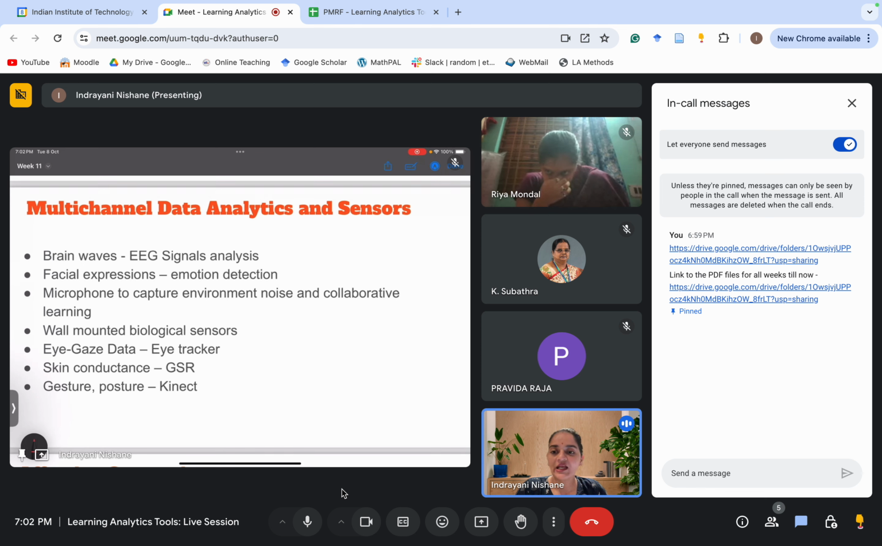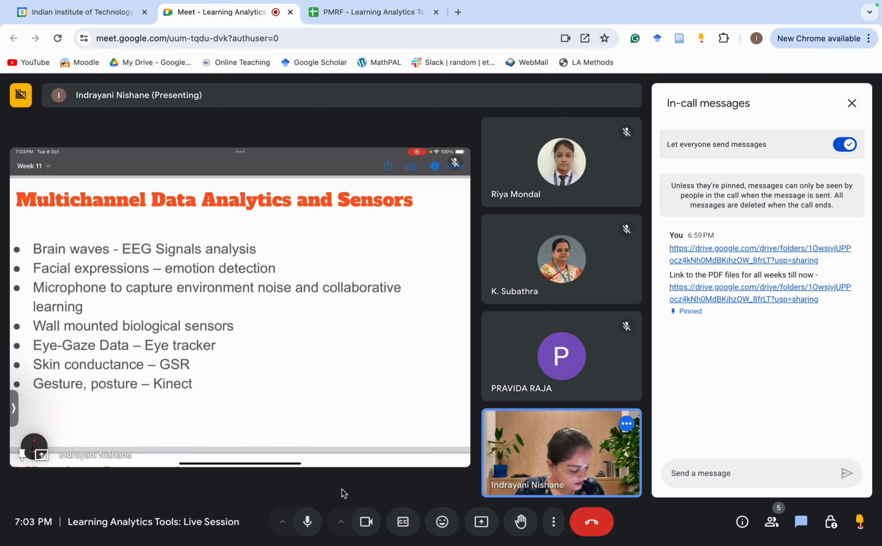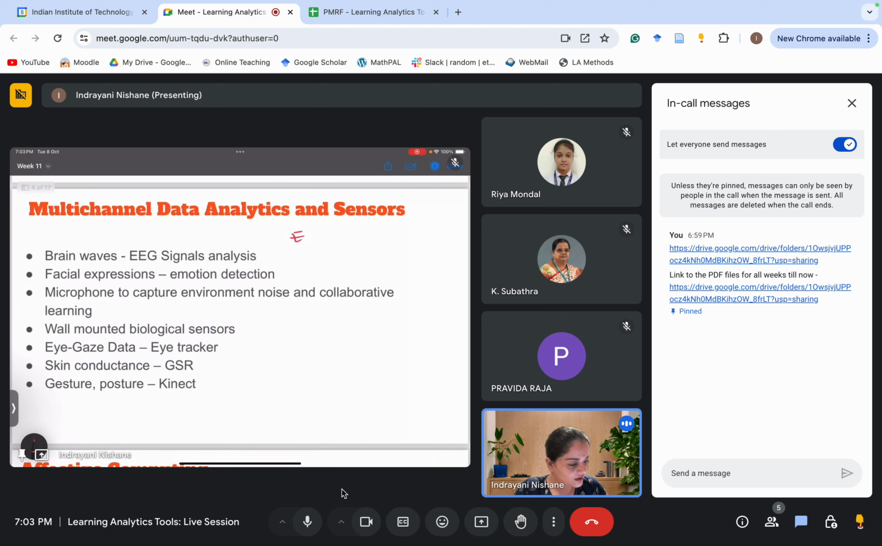So brain waves will tell us whether students are finding anything difficult or whether it is causing any cognitive load for them. We can understand that with the help of EEG sensors and their signal analysis. Brain waves are measured using EEG. EEG is electroencephalogram.